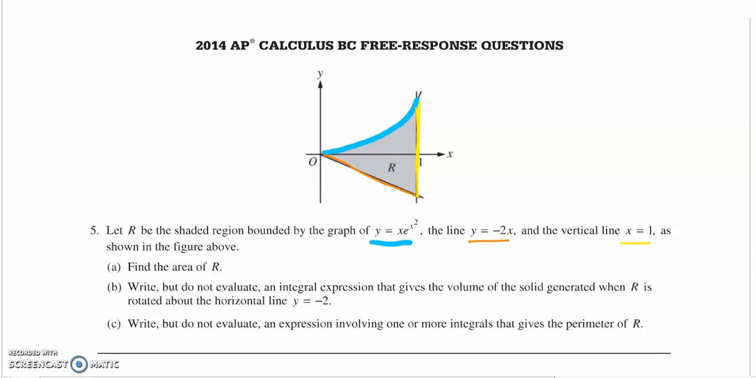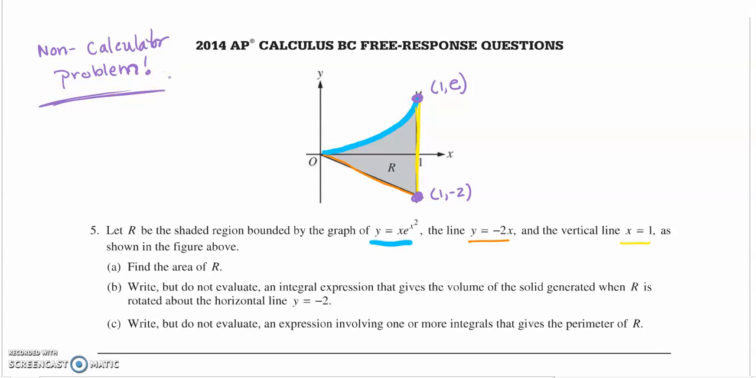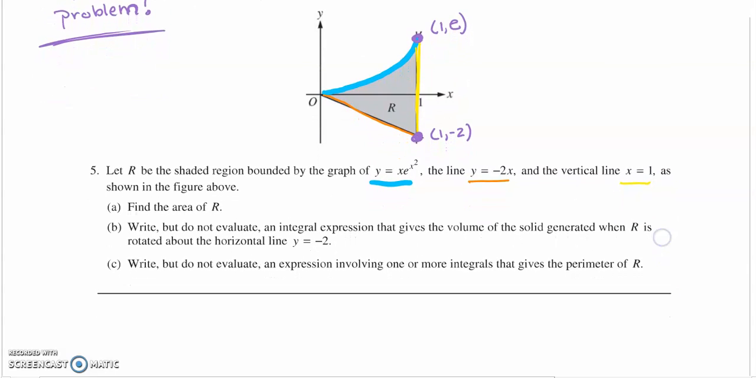And the first thing we're asked to do is find the area. Before I do anything, I'm going to come through and find these points of intersection. So I'd like for you to pause the video right now and take the time to find those points. So I've put in the ordered pairs here in purple, and I've also made it very clear that this problem would be a non-calculator problem. Okay, so part A, we need to find the area of R.